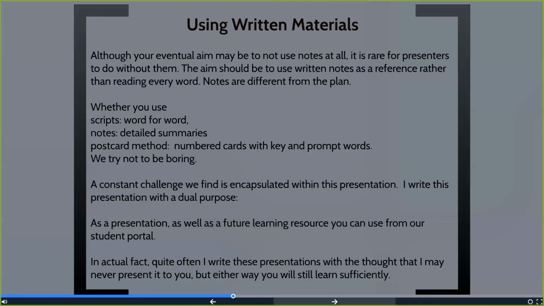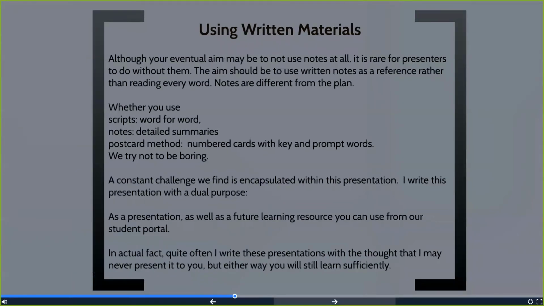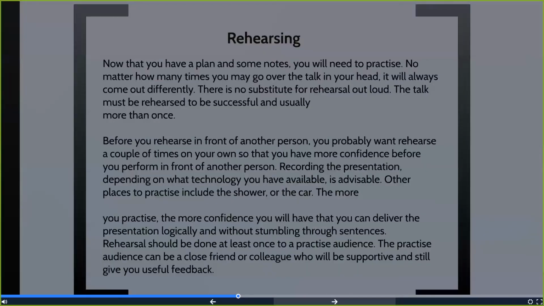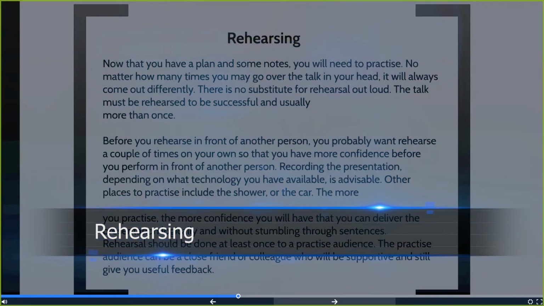Rehearsing. Now that you have a plan and some notes, you will need to practice. No matter how many times you may go over the talk in your head, it'll always come out differently. There is no substitute for rehearsal out loud. The talk must be rehearsed to be successful, and usually more than once. Before you rehearse in front of another person, you probably want to rehearse a couple of times on your own so that you can have more confidence before you perform in front of another person.